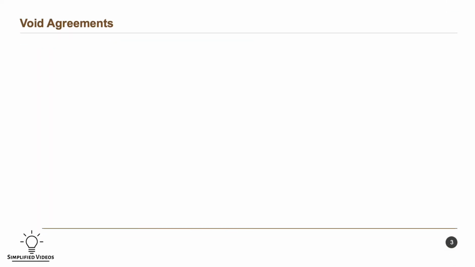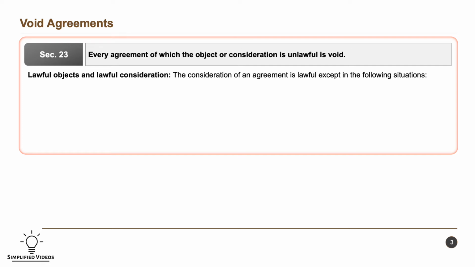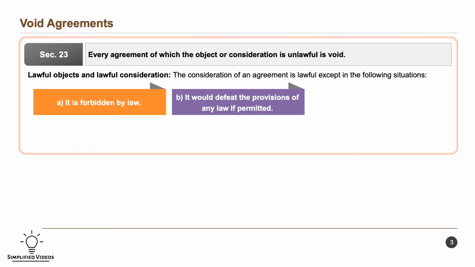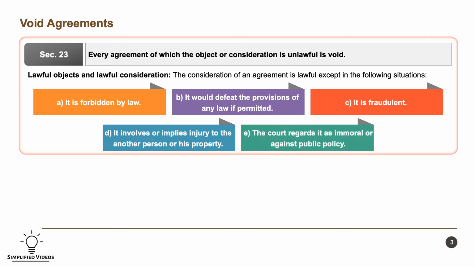Moving on to void agreements. According to Section 23, every agreement of which the object or consideration is unlawful is void. Lawful objects and lawful consideration: the consideration of an agreement is lawful except in the following situations. It is forbidden by law. It would defeat the provisions of any law if permitted. It is fraudulent. It involves or implies injury to the other person or his property. The court regards it as immoral or against public policy.